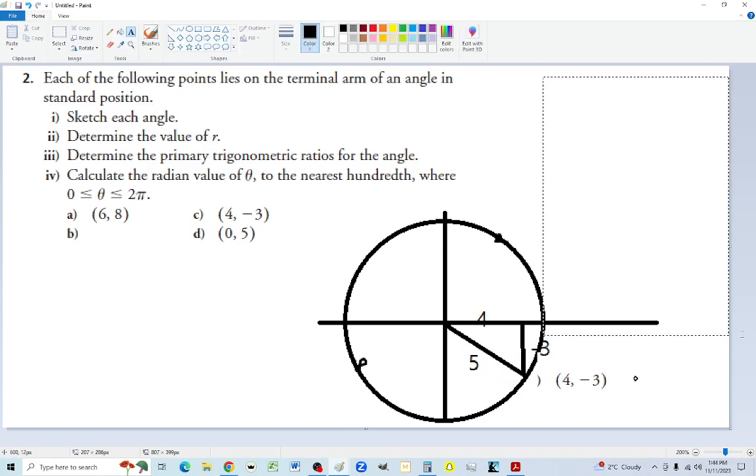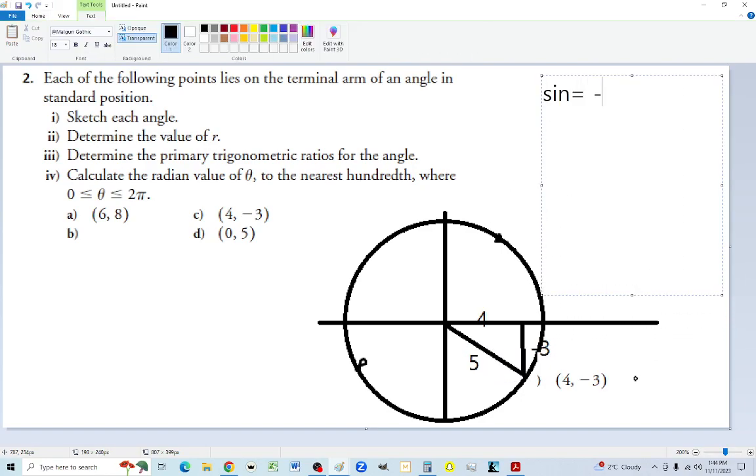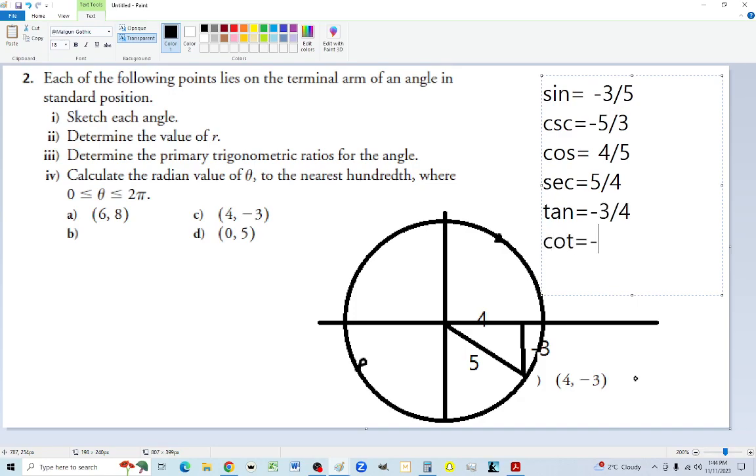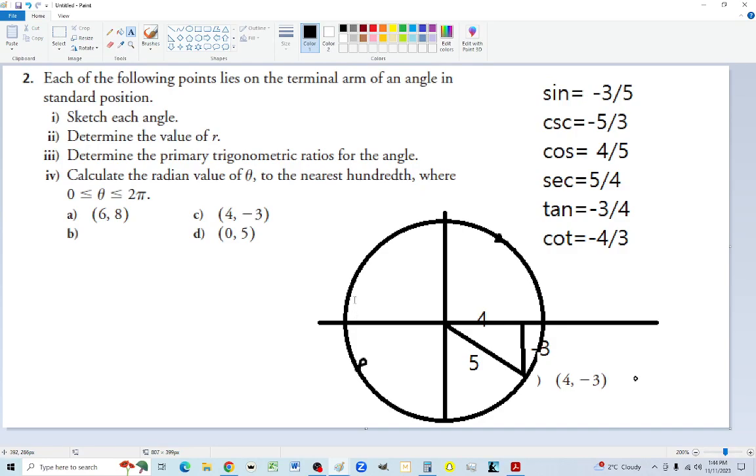If I go through them all, sine is equal to opposite over the hypotenuse. And cosecant is equal to the flip of that. Notice that sine and cosecant are negative. Cosine is equal to the adjacent over the hypotenuse. Notice it's positive, which means secant is equal to the flip. Tan is equal to opposite over adjacent, which means the cotan is equal to the flip. Notice that everything is negative except for the cosine and secant because we're in quadrant 4.